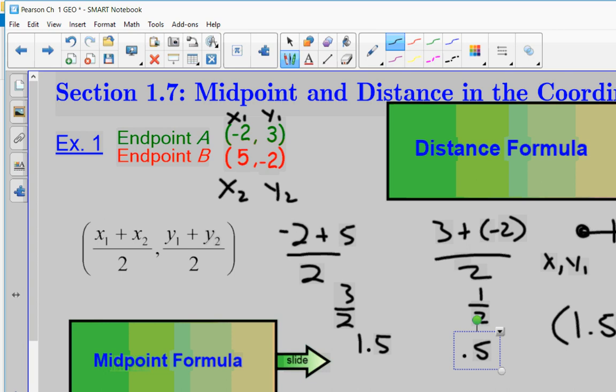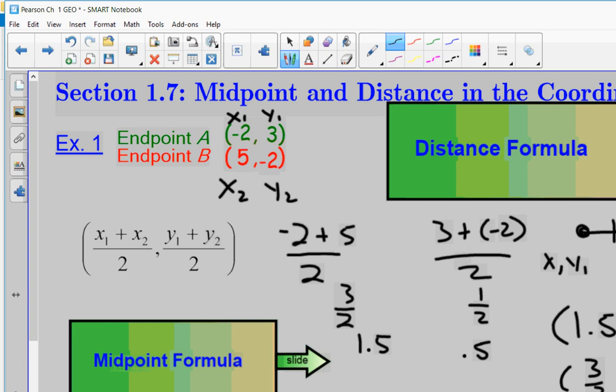So I could write it like that, or I could write it as the fractions that I got, as long as they're reduced. Either one of those answers is correct. So what that did was it got me the middle there. That just finds where the middle point is between 2 points on a graph.